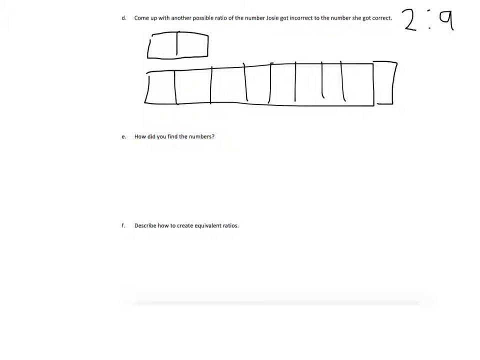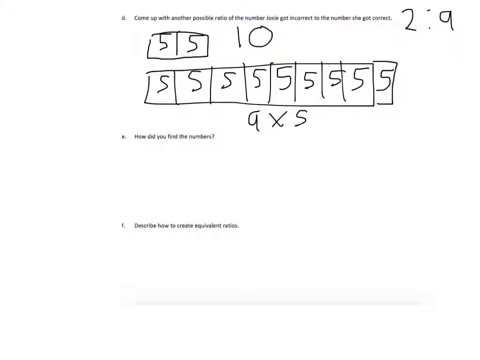Then all we have to do is pick a new number to go inside the boxes. On the previous page, they gave us numbers we put in, like 10 and 4. So let's pick our own. I'm going to pick 5 because 5 is a nice easy number to work with. So I'm just going to put 5 in every box. And then we can see what our new ratio is. On the top box, there's 5 and 5, which is 10. So she got 10 incorrect. But on the bottom box, there's 9 5s, or 9 times 5, which is 45. So our new ratio is 10 to 45.